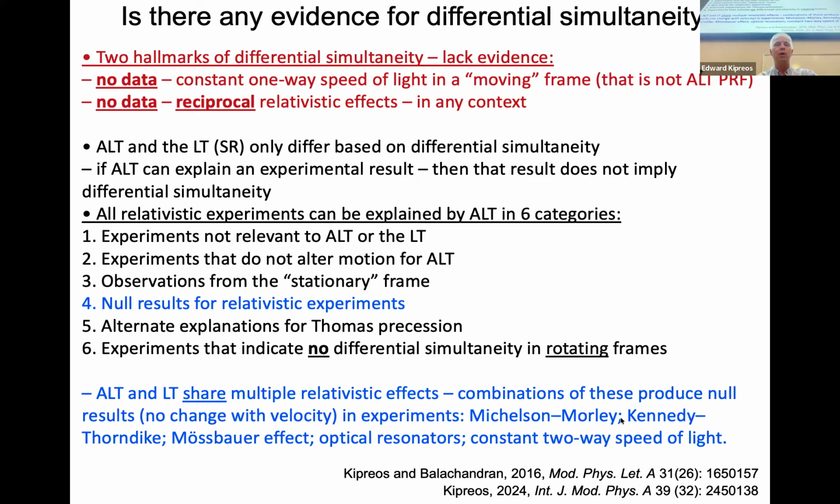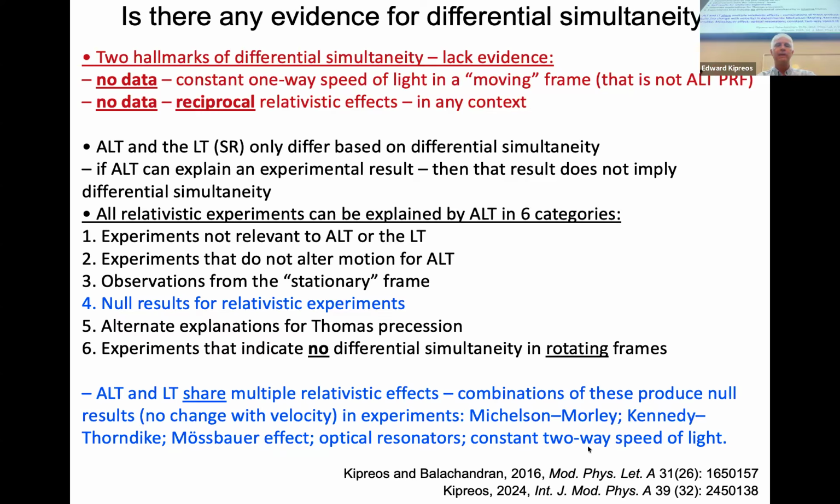There's other ones, Michelson-Morley, Kennedy-Thorndike, Mössbauer effect, optical resonators. And Ridju and I spent a lot of time going through multiple ones of these and explaining how it turns out that alt and the LT have a whole host of kinematic effects, or relativistic effects, like time dilation, length contraction, the Doppler shift, the stellar aberration angle. So all of these relativistic effects, some of them in different combinations, will produce these null effects.